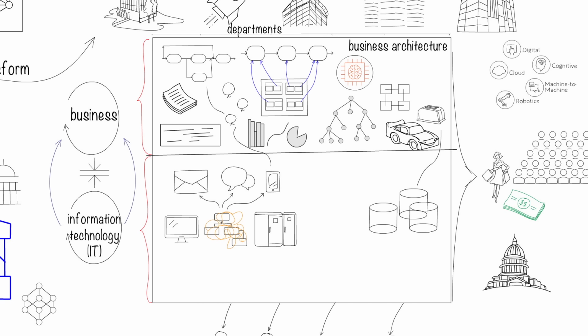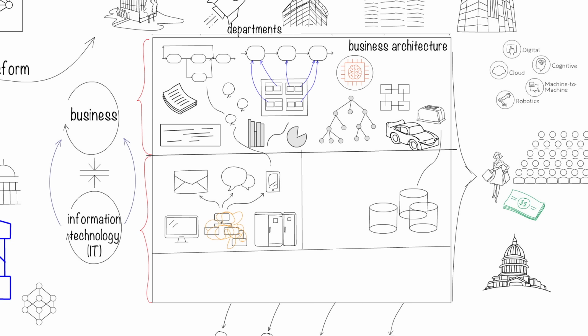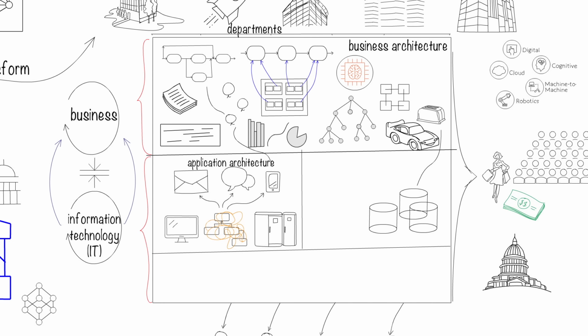Don't worry, all legacy companies are facing this problem. You're not alone. Application architecture defines the software solutions that help businesses do their job and adapt to change. Applications need data to work.